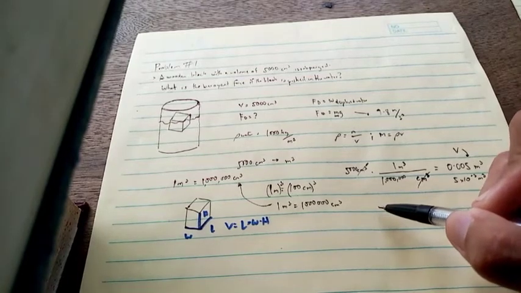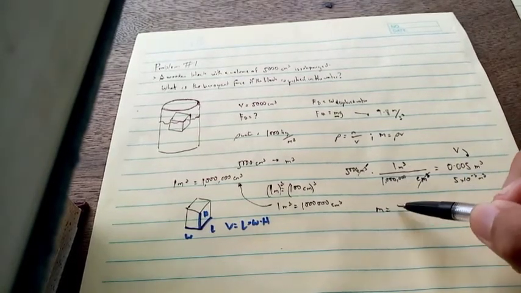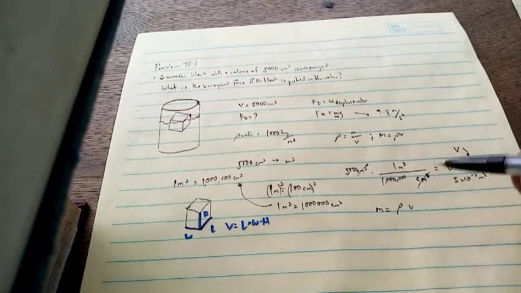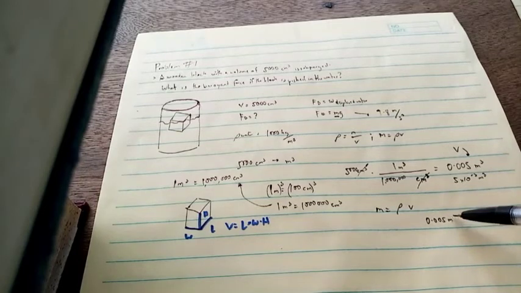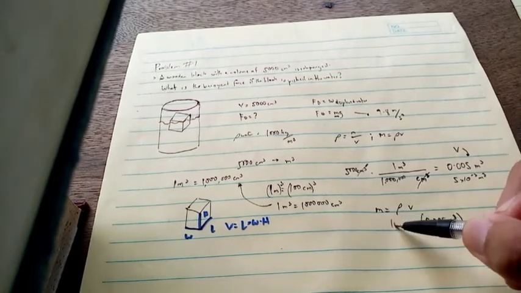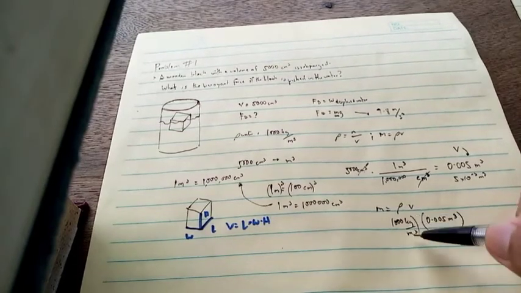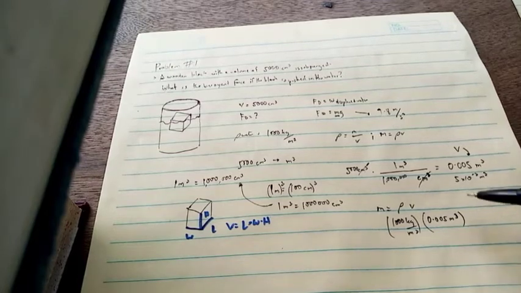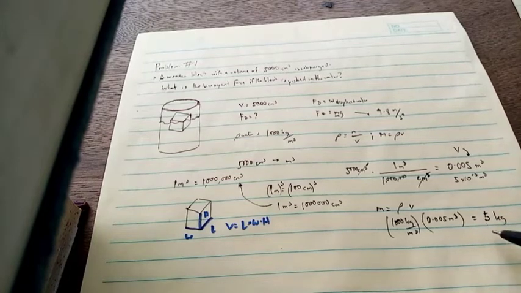Can we get the mass now? Of course we can, simply by multiplying the density to its volume of 0.005 cubic meter multiplied by 1000 kilograms per cubic meter. We can obtain the mass, which is equivalent to 5 kilograms.